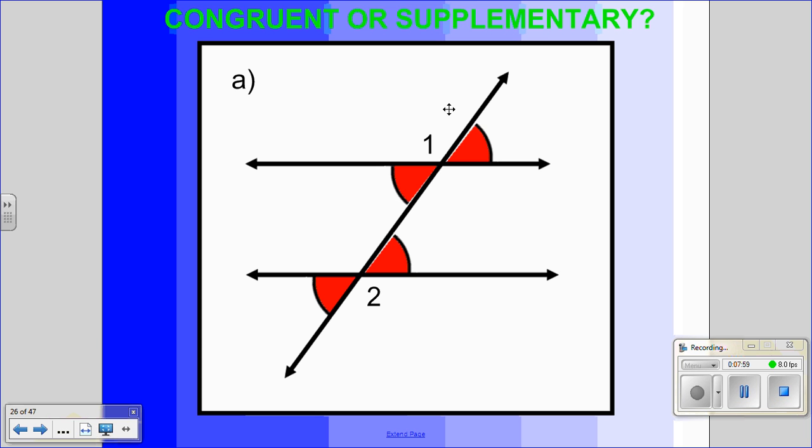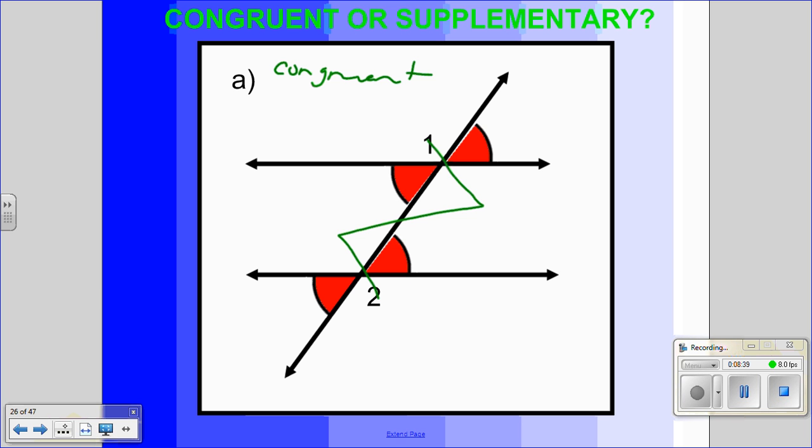Alright, in this first problem, are angle 1 and angle 2 congruent or supplementary? Well, from first glance, they're both not shaded red. So since they're both not shaded, that means that they are congruent. If I were to apply the zigzag method, starting at 1, I zig, I zag, I zig. Notice 1 and 2 are on that same path. So that's another way to demonstrate that they are congruent.